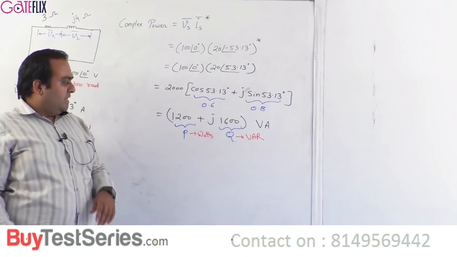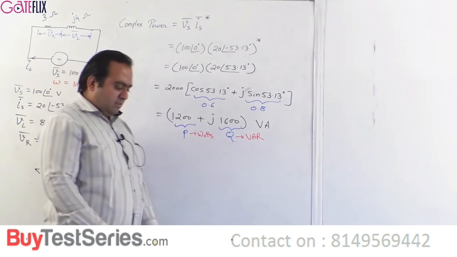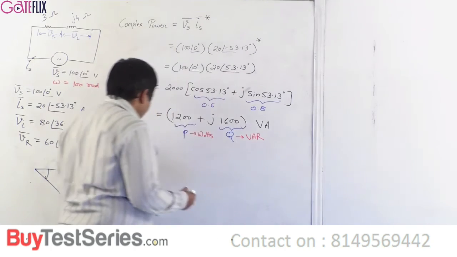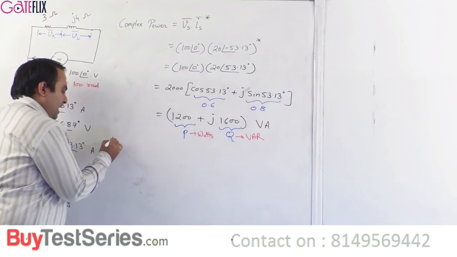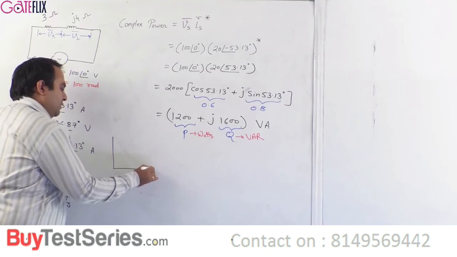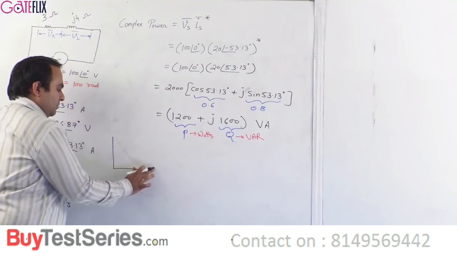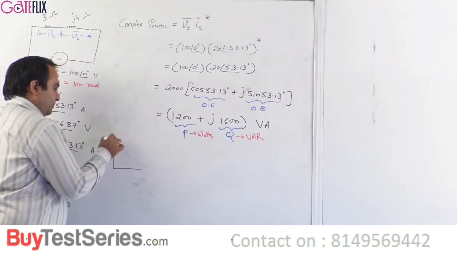Alright, this brings us to three triangles. What are those three triangles? You must have heard of them. We have impedance. What is the impedance? 3 plus j4.